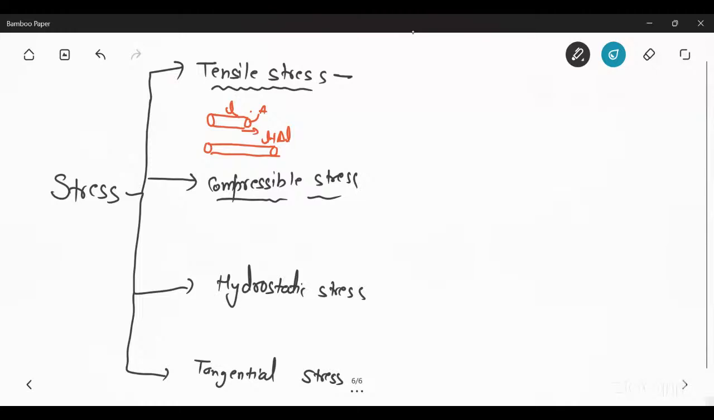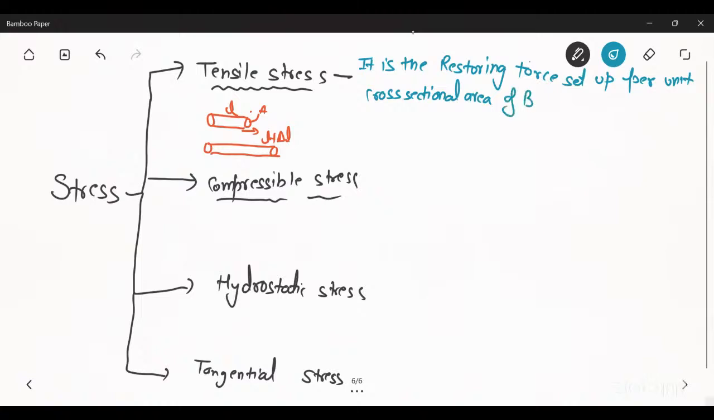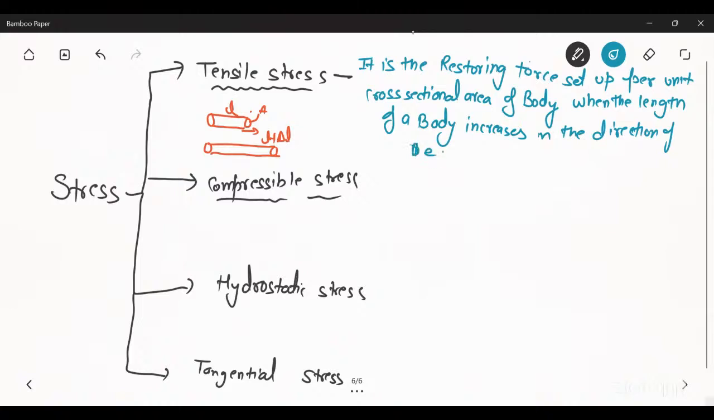So what is tensile stress? It is the restoring force set up per unit cross-sectional area of a body when the length of the body increases in the direction of the deforming force.